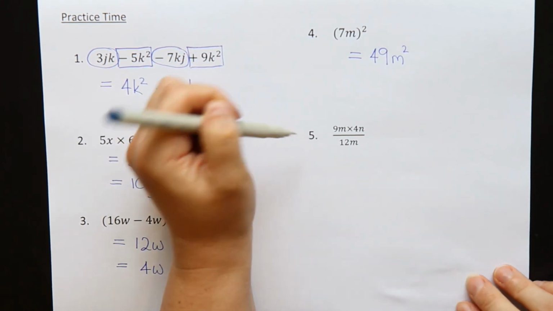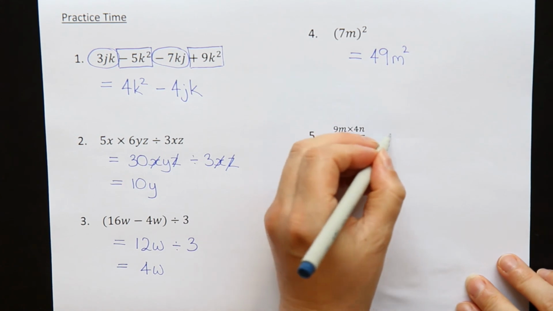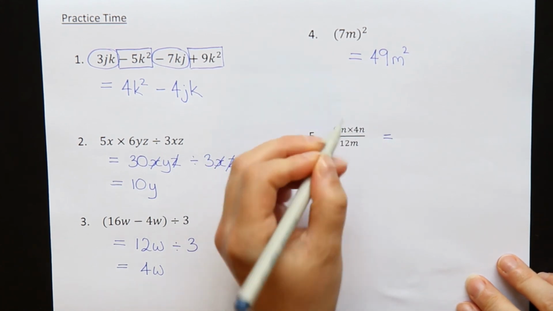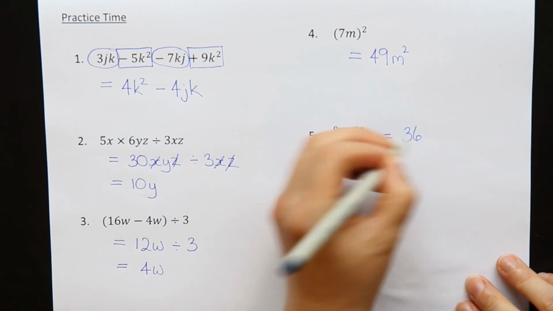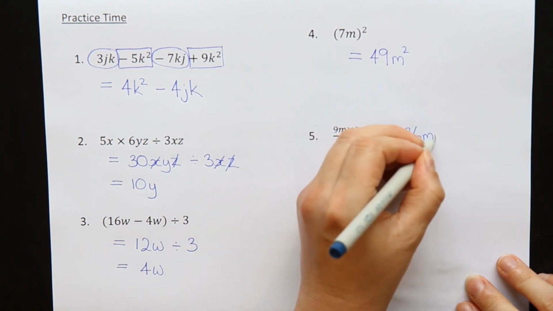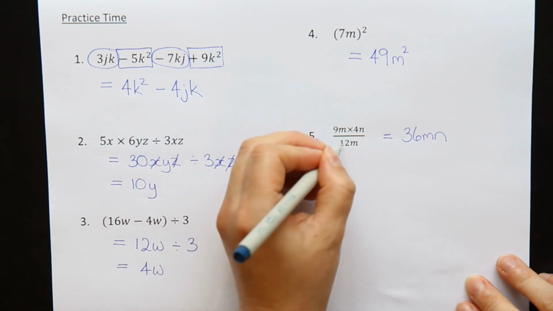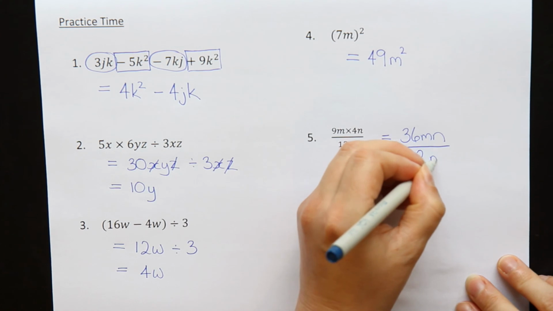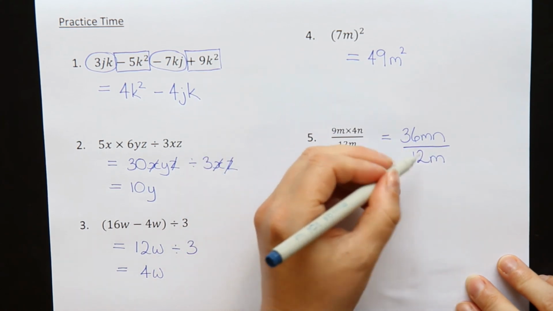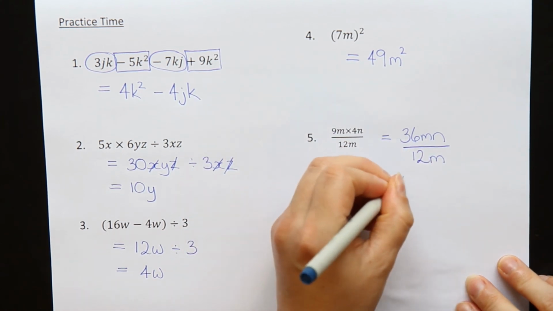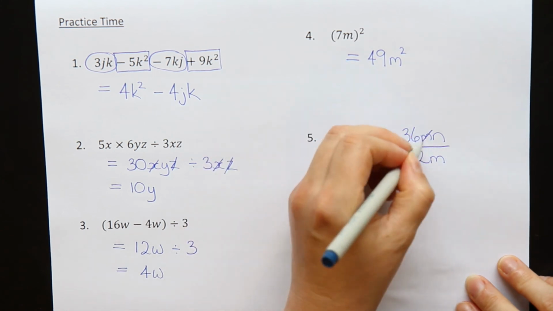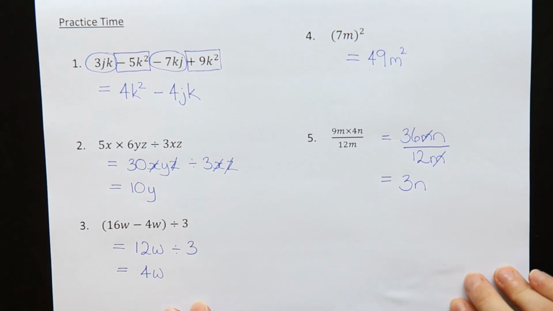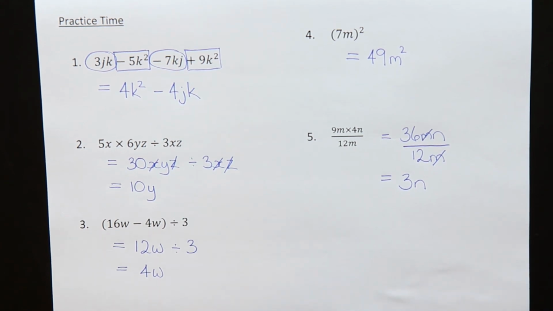Question 5, last question. Let's multiply the top together first. 9m times 4n. 9 times 4 is 36. m and n on the top, and on the bottom we have a 12 and an m. 36 divided by 12 goes 3 times. The m's will cancel off, so there is an n left on the top. So 3n is your final answer.